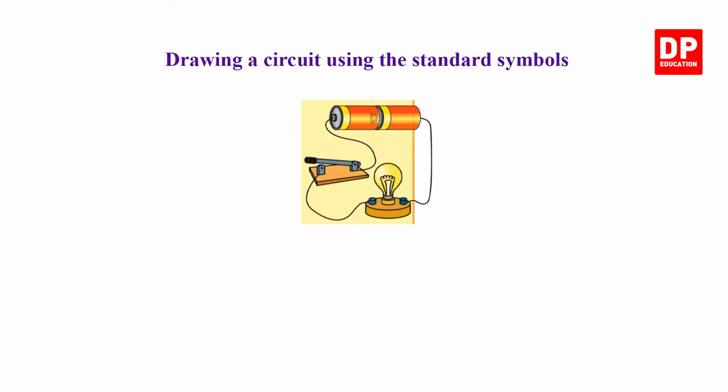You all know to draw the dry cells, you draw one long line and one short line like this. There are two dry cells, therefore I'll draw another dry cell here using the symbols. Long line, short line. And you have to connect them like this. And we have to connect a switch.